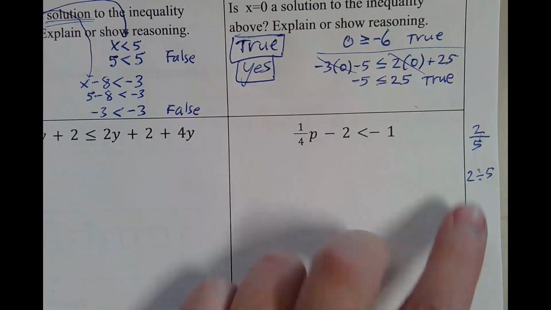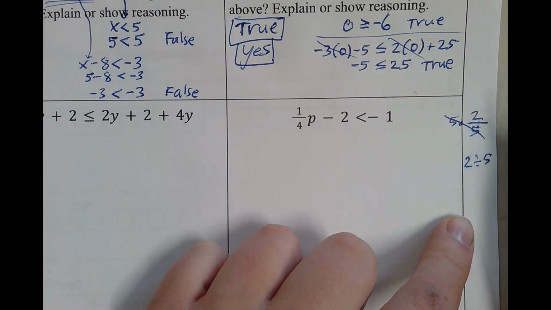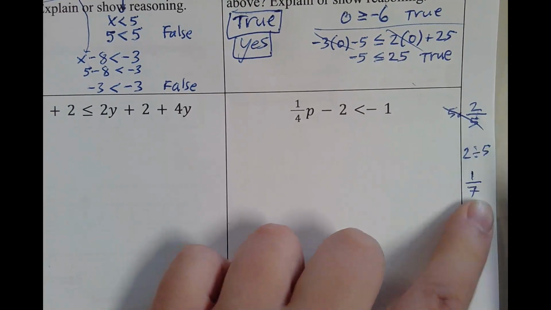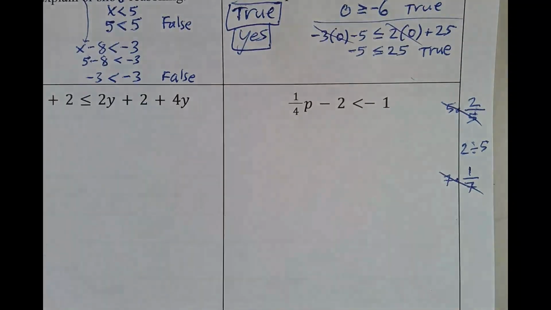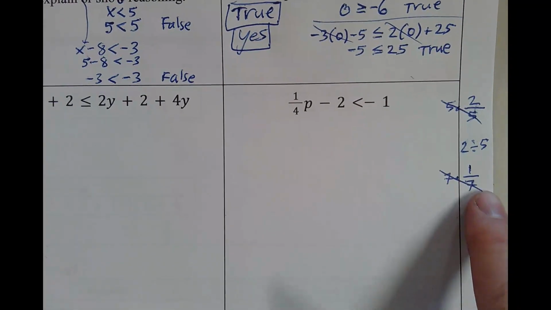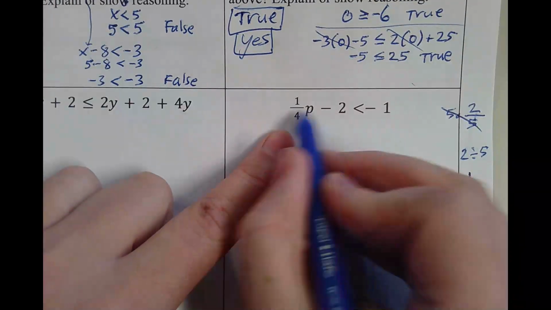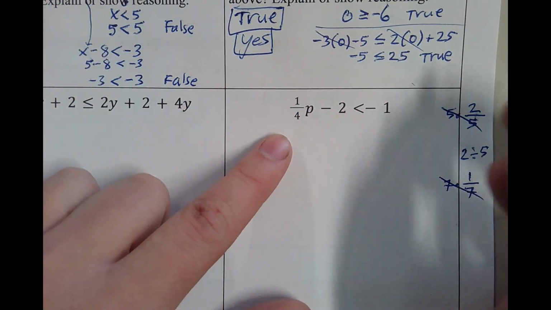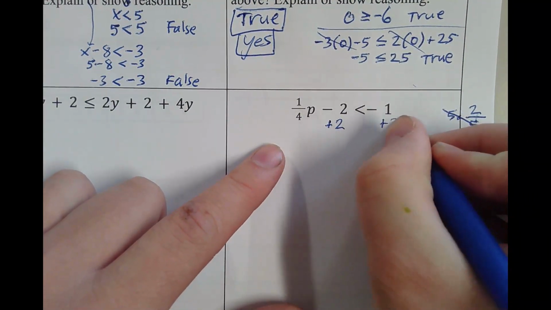So how do you get rid of a 5? You have to multiply by 5. Okay. If I said 1/7, how do you get rid of the 7? You multiply by 7 because of the inverse operations. Opposite of division is multiplication. So we're going to go ahead and solve this inequality like our typical equation, adding 2 to both sides.